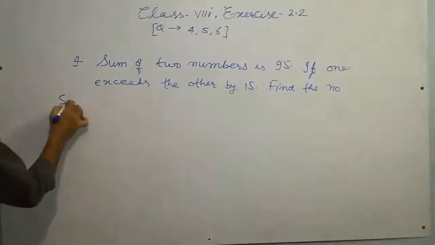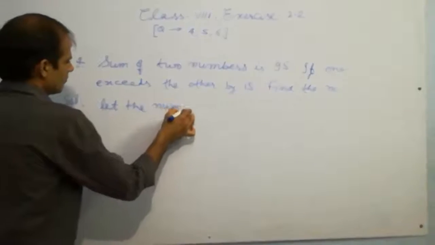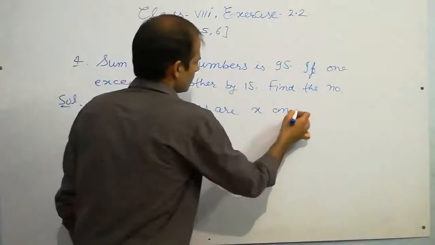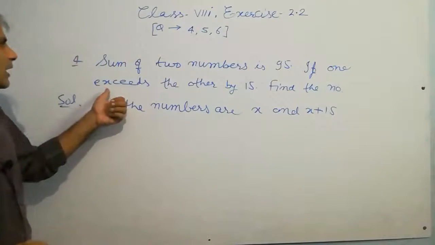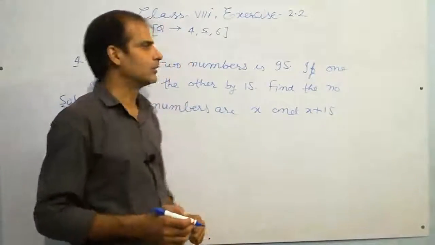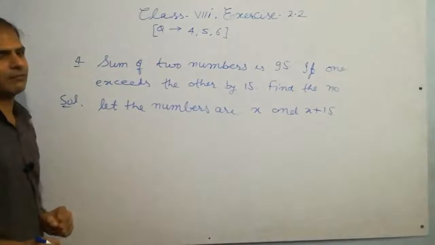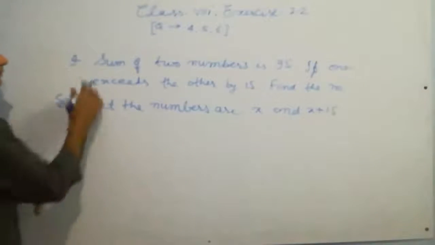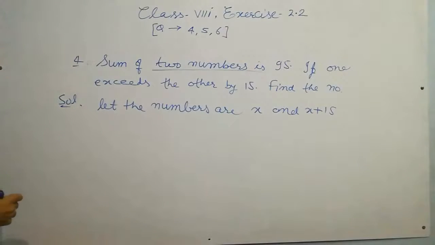So this is the process. Let the numbers be x and x plus 15 because one number exceeds the other by 15. तो एक नंबर x है दूसरा x plus 15 होगा. Now use this statement. Sum of two numbers is 95. It means sum of this and this is 95. So here we will convert this sentence into an algebraic equation.